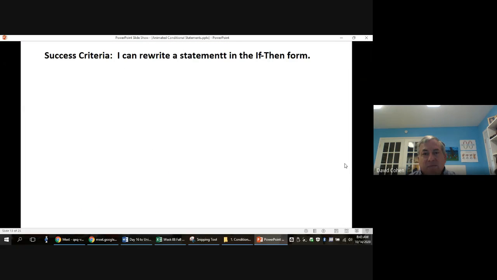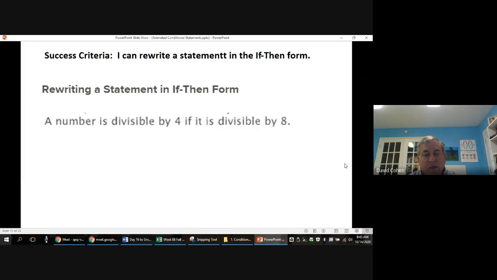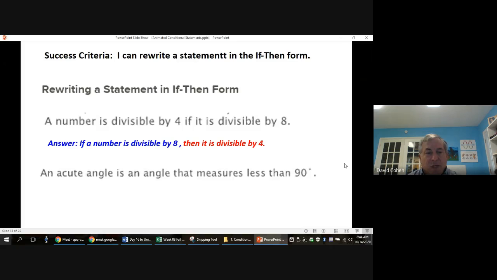I can rewrite a statement in the if-then form. A number is divisible by 4 if it is divisible by 8. So if it is divisible by 8, then it is divisible by 4. The subject is number. An acute angle is an angle that measures less than 90 degrees. If an angle measures less than 90 degrees, then it is acute. Hope I got that one right. Okay.